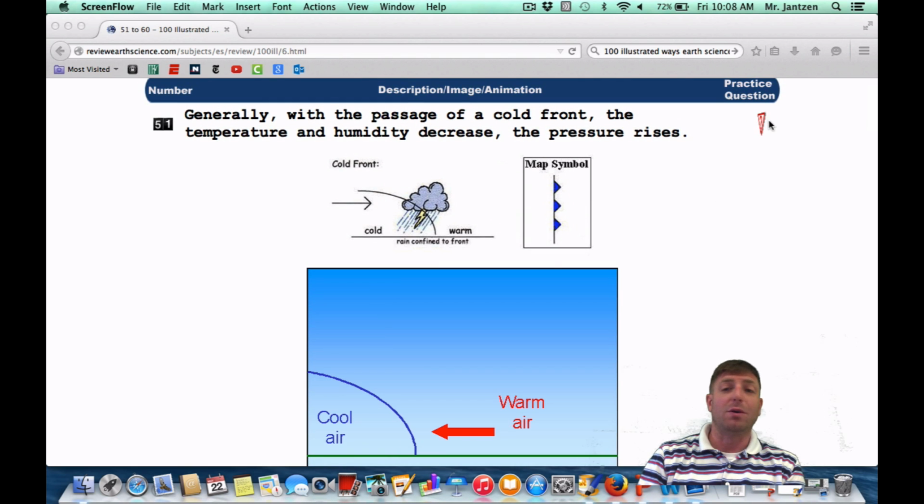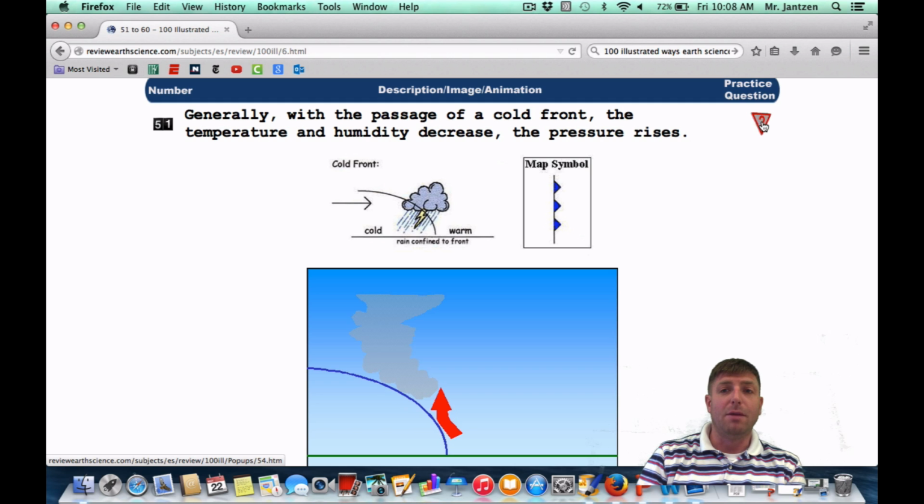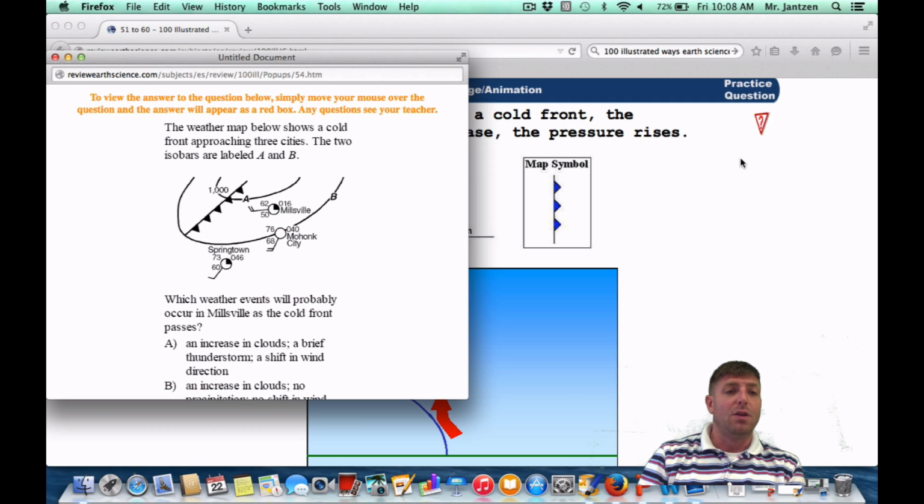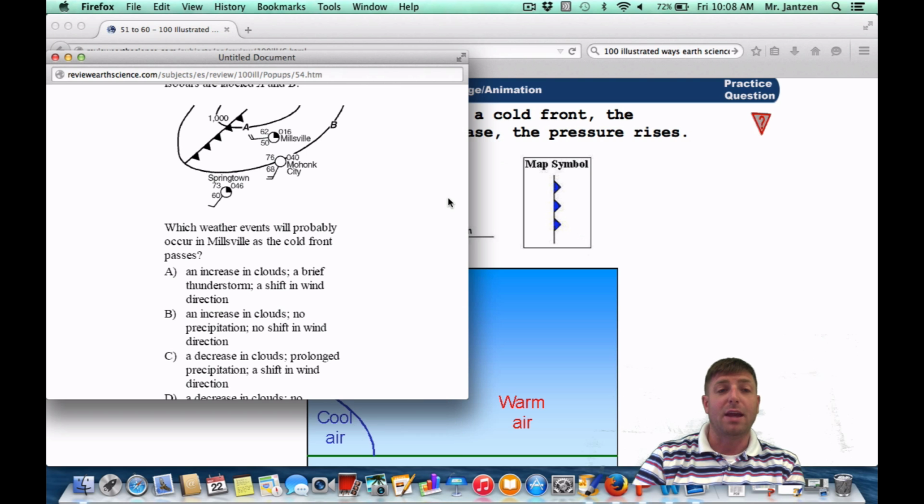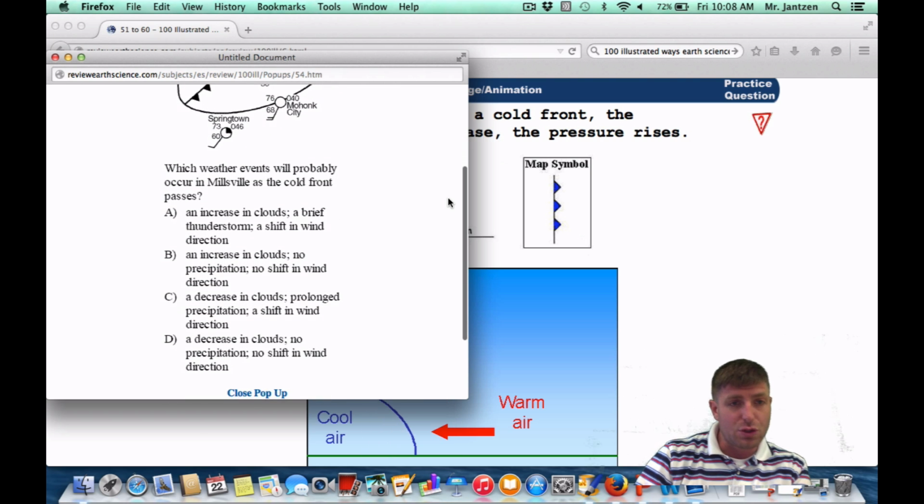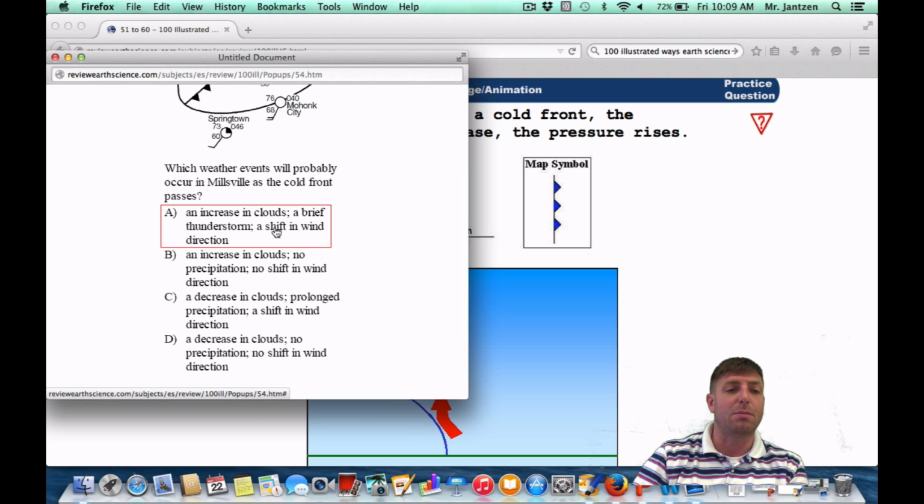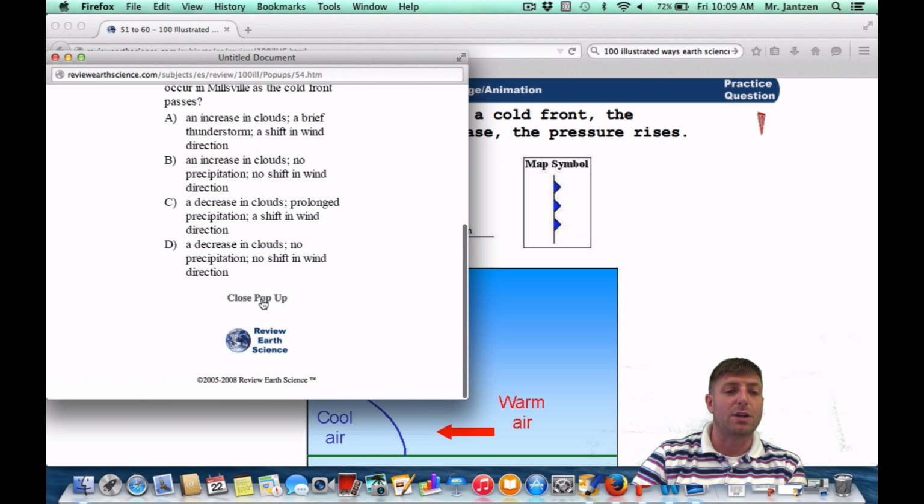And if we were going to see this as a Regents question, it may appear something like this. The weather map below shows a cold front approaching three cities. The two isobars are labeled A and B. Which weather events will probably occur in Millsville as the cold front passes? So here's Millsville here. Once again, we know the temperature is going to drop, and it's going to be associated with an increase in clouds and a thunderstorm. So the choice that says that here is going to be choice A, an increase in clouds, a brief thunderstorm, and a shift in wind direction.